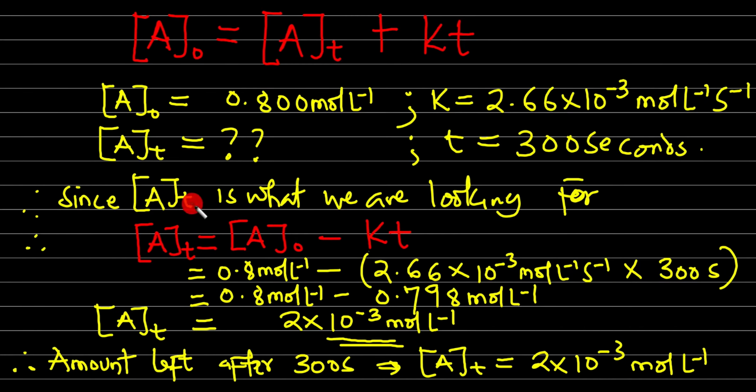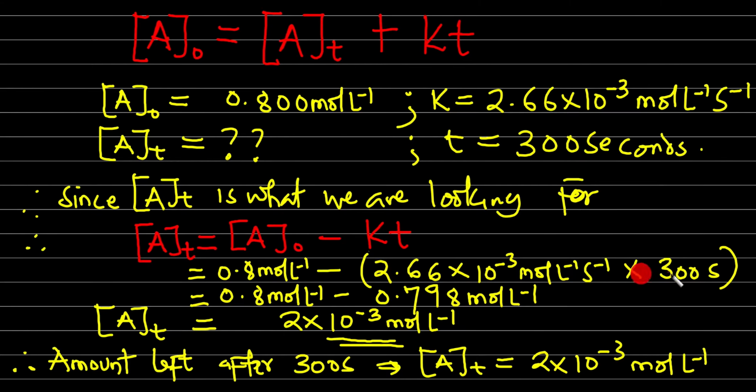So we say since At is what we are looking for, you make this the subject of the formula. If you keep this one constant and bring this kt to the left hand side, this sign becomes negative. So this is what we have here. Anywhere we see A0, we insert 0.8 mole per liter minus, I open a bracket since I have to multiply these two, our k is 2.66 times 10 to the power minus 3, times 300 seconds. You close the bracket.